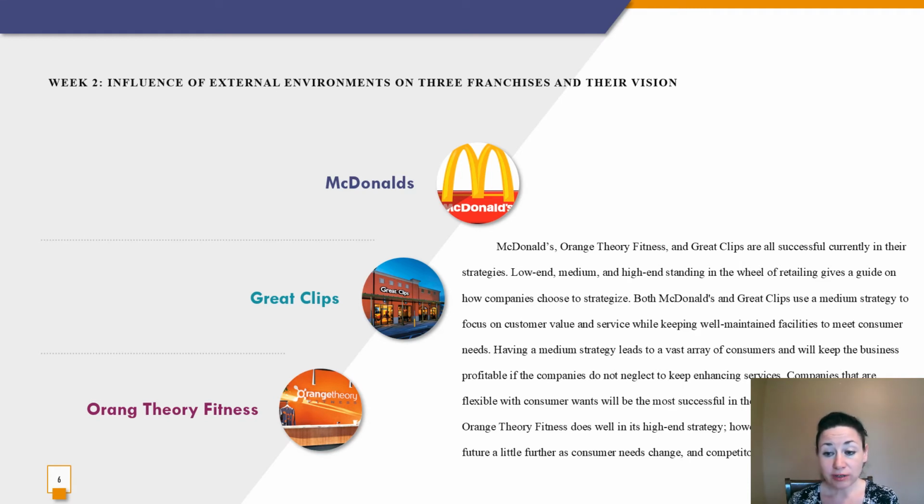Both McDonald's and Great Clips use a medium strategy to focus on customer value and service while keeping well-maintained facilities to meet consumer needs. Having a medium strategy leads to a vast array of consumers and will keep the business profitable. Orange Theory Fitness does well, but they are more on the high end, and I think it'll be harder for them to be competitive with other competitors as they go in and they have cheaper rates to do the same thing. I mean, you can see right now how many people aren't using the gym in this environment, and how many people are still going to McDonald's. So the wheel of retailing.